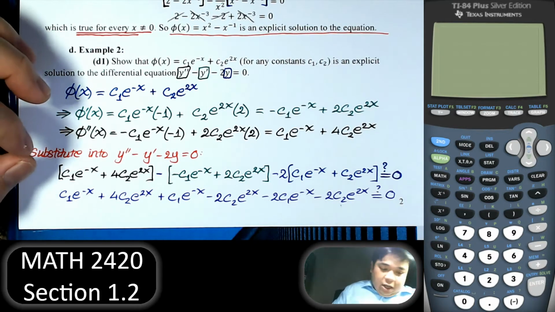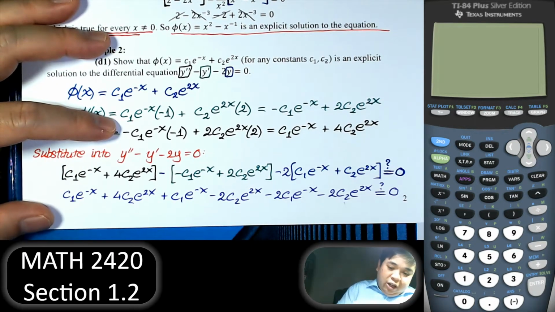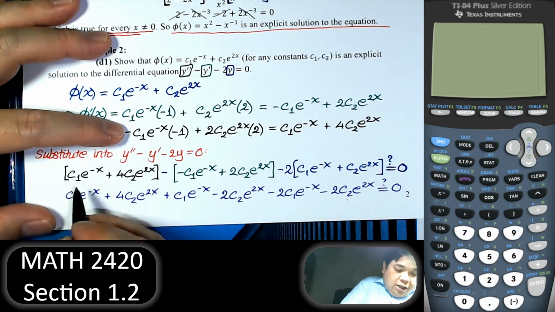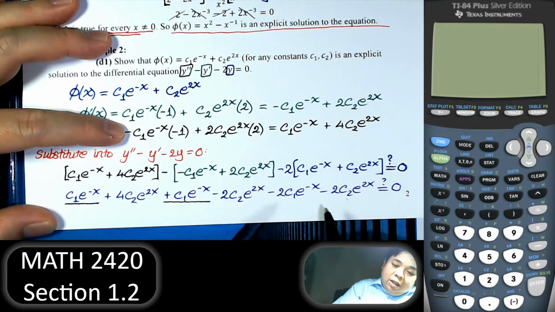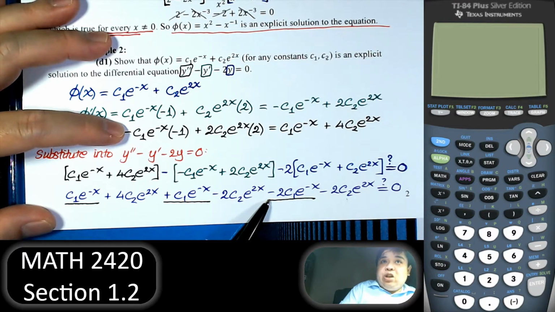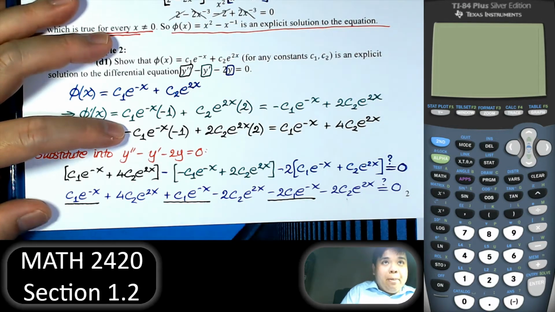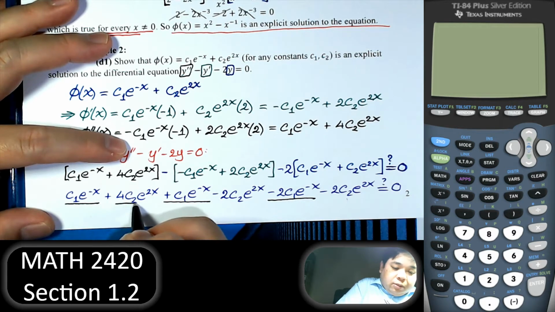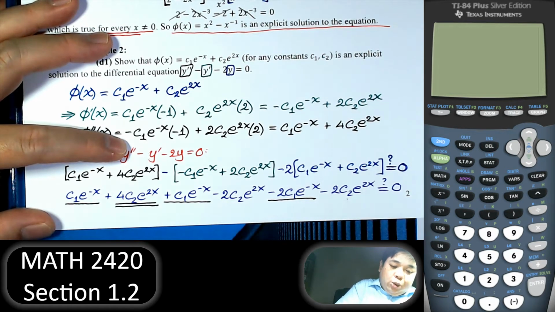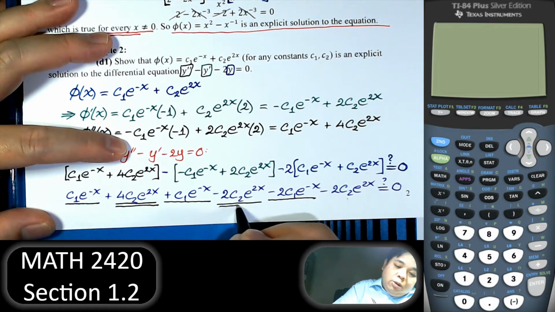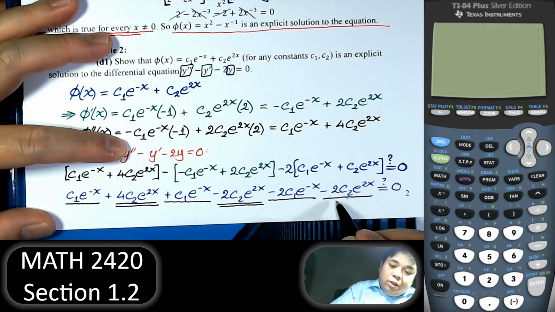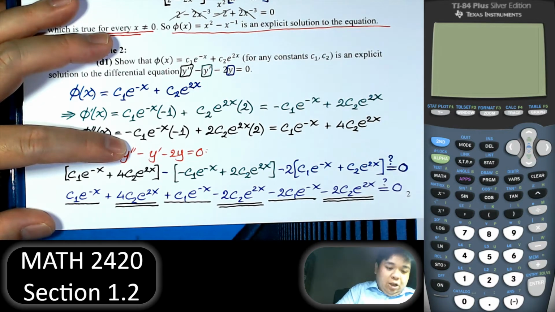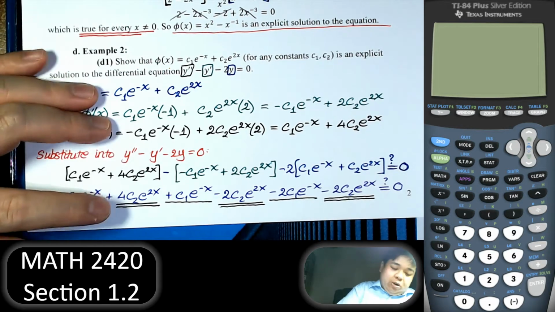Right, now let's take a look. For the c1 e to the negative x, how many of those do we have? We have c1 e to the negative x, c1 e to the negative x, and c1 e to the negative x. 1 plus 1 minus 2, so that is 0. So that's good. Now for c2, 4 c2 e to the 2x, minus 2 c2 e to the 2x, and minus 2 c2 e to the 2x. So 4 minus 2 minus 2 is also 0. So we have 0.